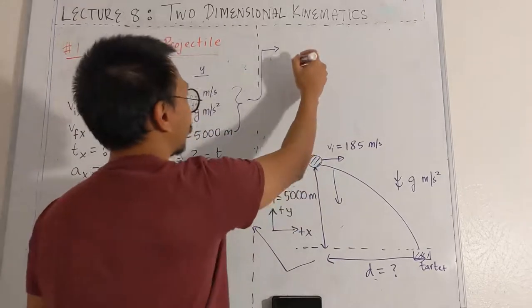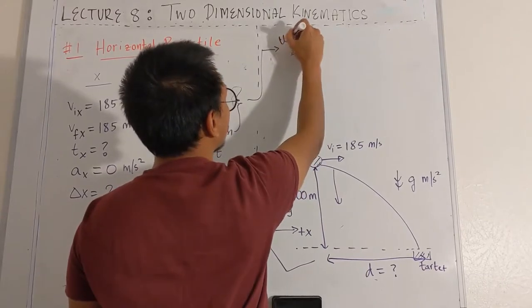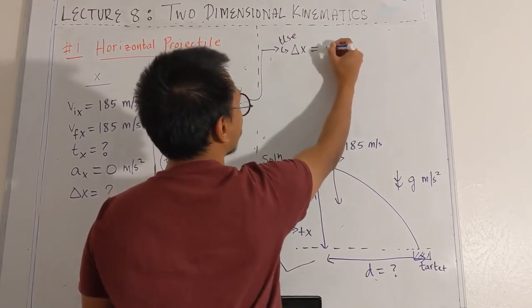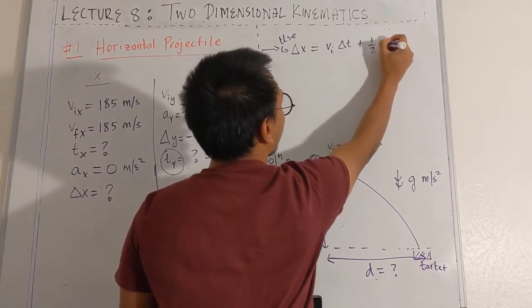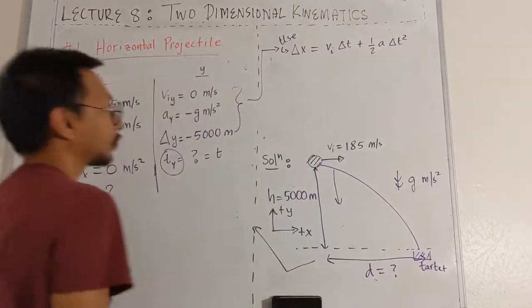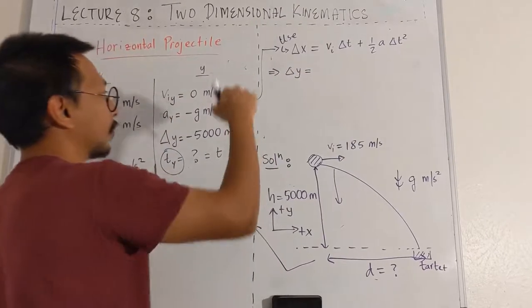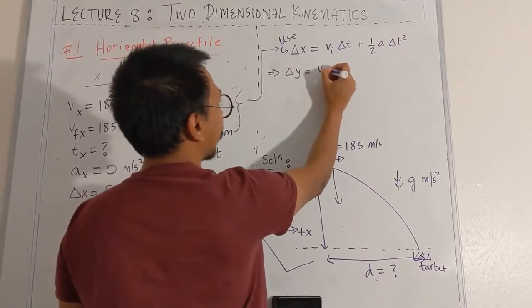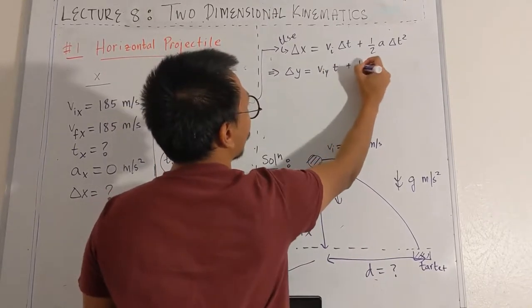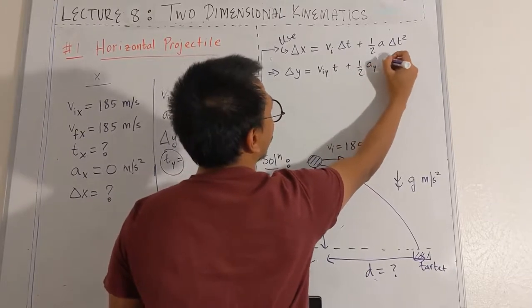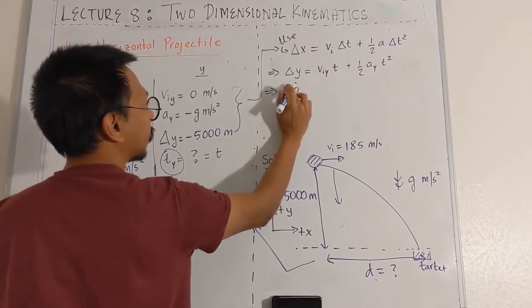So we can use the equation delta x is vi delta t plus 1/2 a delta t squared. Now replace delta x with delta y because it is vertical motion, vi with viy, delta t with just t, and a with ay, so 1/2 ay t squared. What is delta y? This is negative 5000.